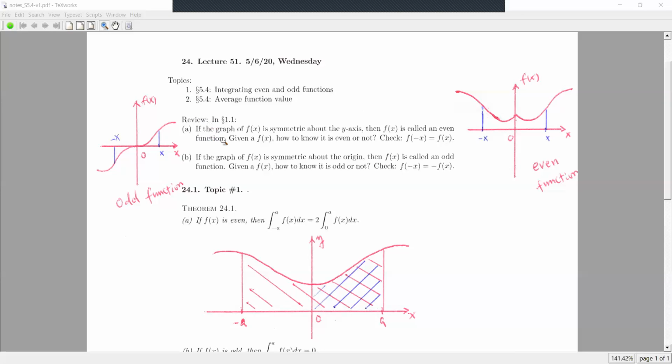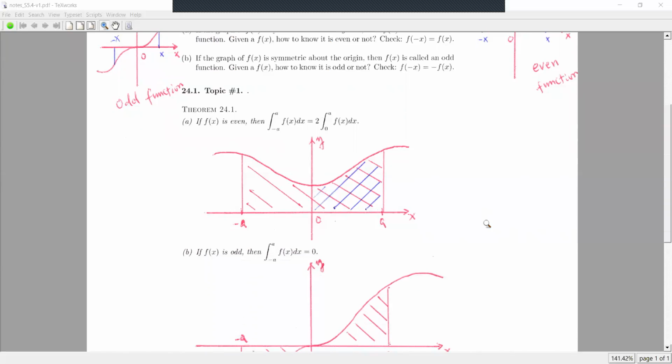This is a review about even functions and odd functions. For details, I refer you to section 1.1. Now, topic number 1, integrating even and odd functions. In this topic, there is one figure. If you plot diagrams, then it's easy to understand the statements in this figure.